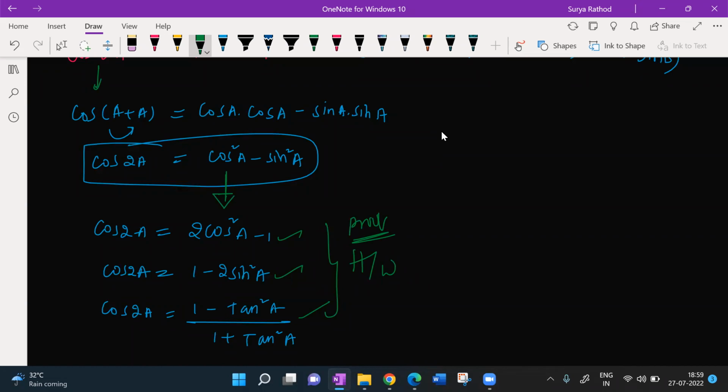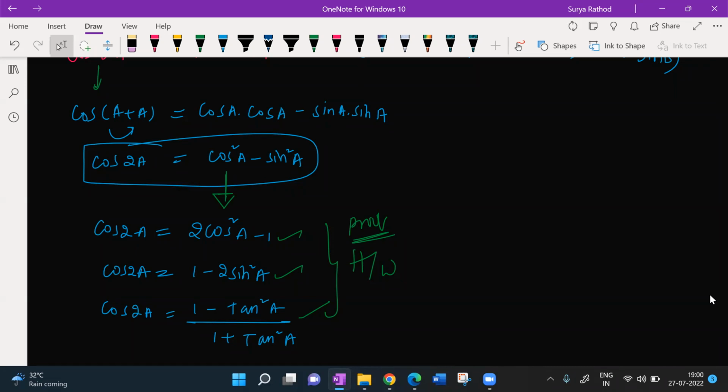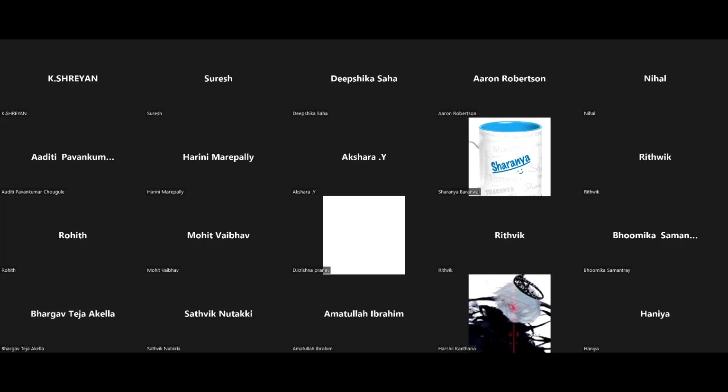Proof of sin square theta plus cos square theta is equal to 1, 1 plus tan square theta is equal to sec square theta, and 1 plus cot square theta is equal to cosec square theta. These proofs also you have to derive and show. Okay, beta? Try to derive and post it here. Thank you. I would like to stop the session here and I'll share the notes. Do not worry at all.